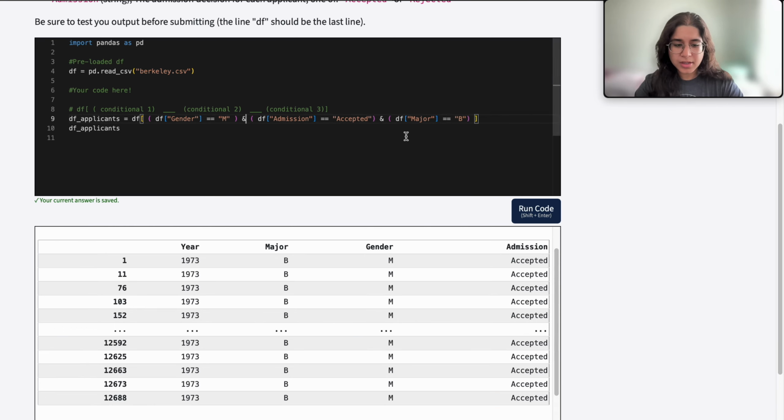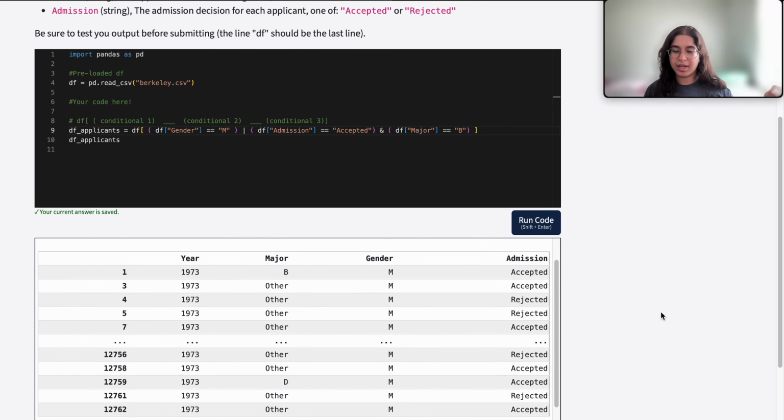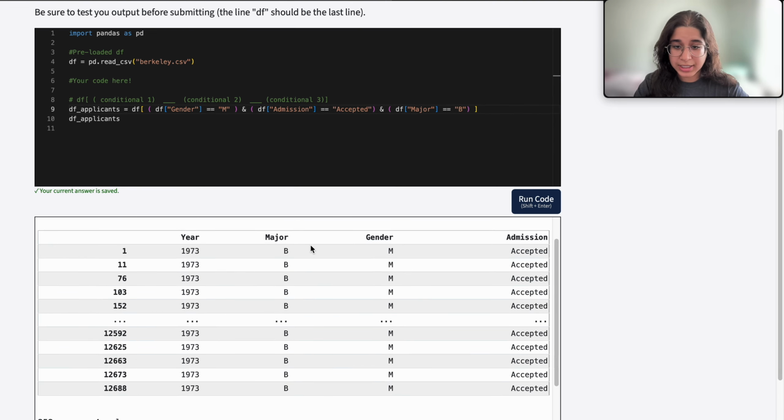Now if I change this to an or sign, I'm going to be looking at basically all of the applicants who were male or they were accepted and they were in major B. So I'm going to be seeing mixed results here because the major doesn't really matter, right? It can be any major that the applicant applied to, not necessarily B. So in this way, we can see that these Boolean operators can really change up the results of our final data frame. So here, if I want to go ahead and put back an and, we can see that all these applicants are basically from major B, are males and are accepted.